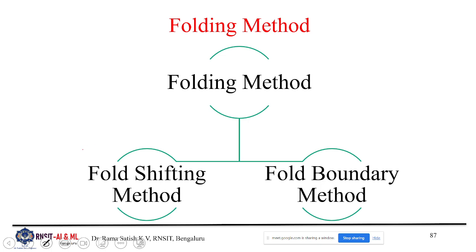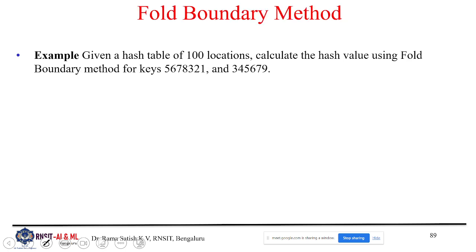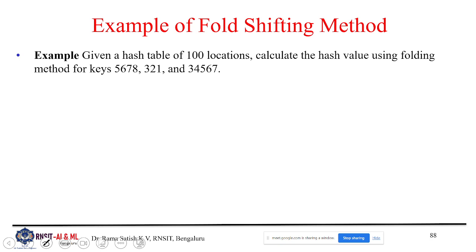Actually, we can do fold shifting and the fold boundary method. There are two methods. Suppose you have 100 locations. Calculate the hash value using the folding method for the keys 5678, 321 and 34567. Let us take the first one.